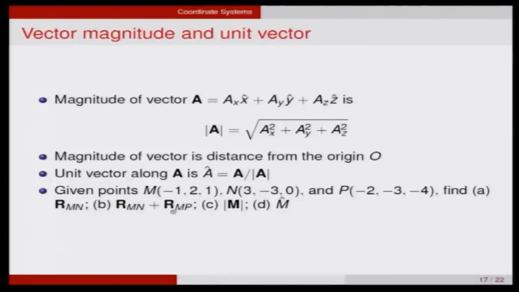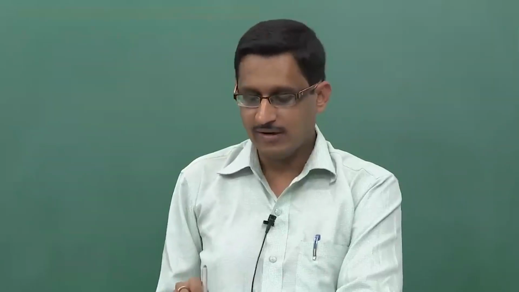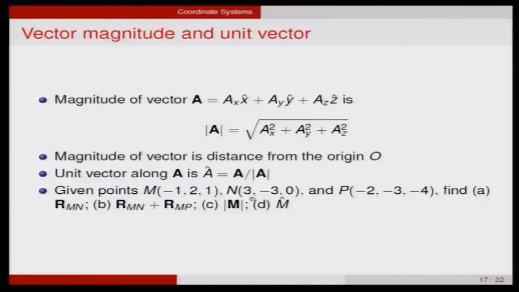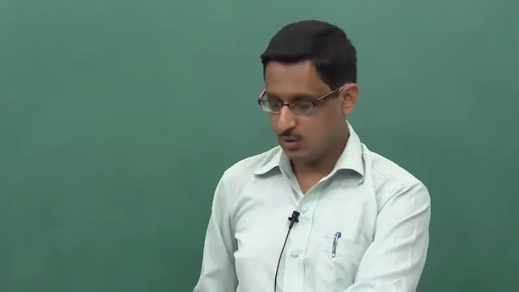Similarly, I want you to find out R M P and then add R M P to R M N. You need to do this both graphically as well as using the coordinate system values. Finally, find the magnitude of the vector M, also find the unit vector along the direction M. How do I find the unit vector along the direction M? You know what is the vector M and divide by its magnitude. And what is the magnitude? You have already found that out in the previous exercise. So, you do all these exercises to gain some familiarity with using the vectors.